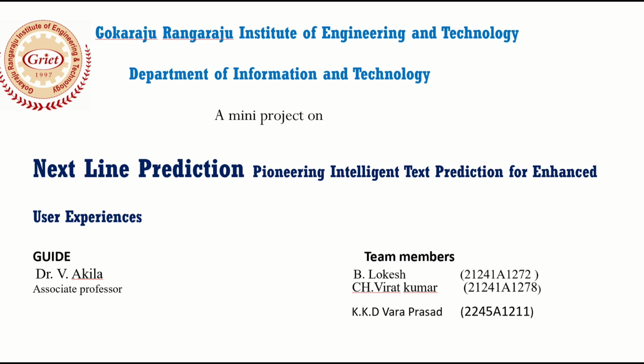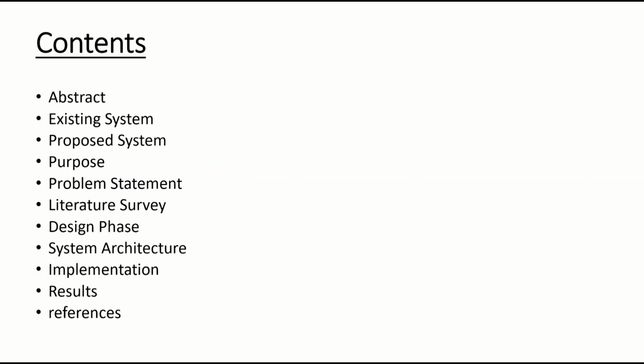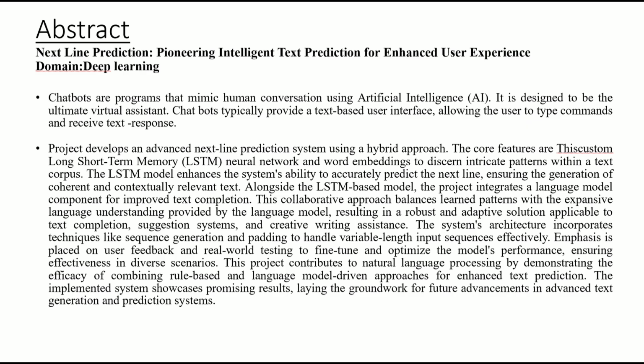Let us look at the contents involved in our project. These are the contents that are involved. Next line prediction: pioneering intelligent text prediction for enhanced user experience is the outline of our project, and our domain is deep learning.